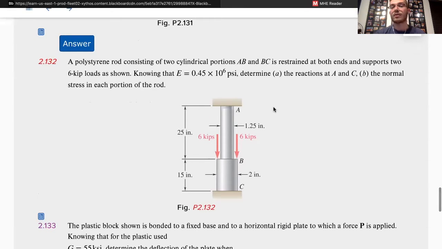Right off the bat, we can see that the diameter for the upper portion of the rod, portion AB, is 1.25 inches, and that the diameter of portion BC is 2 inches, while the length for AB is 25 inches, and the length for BC is 15 inches.